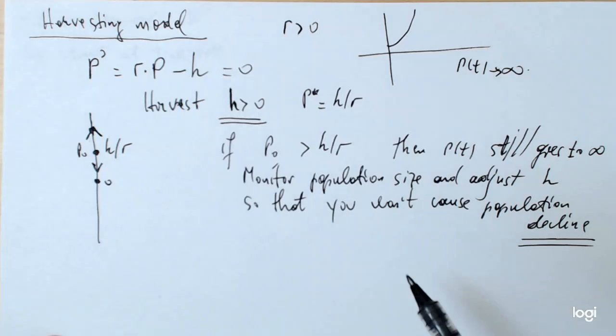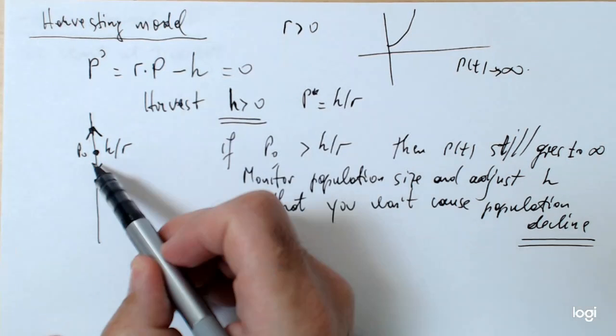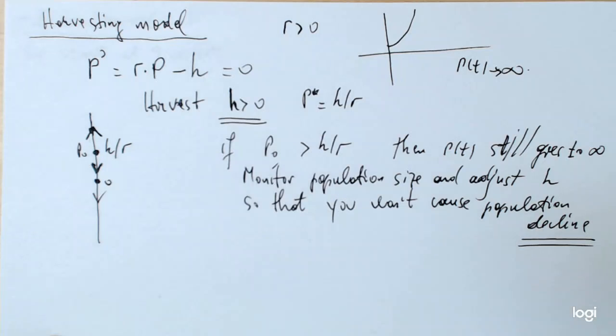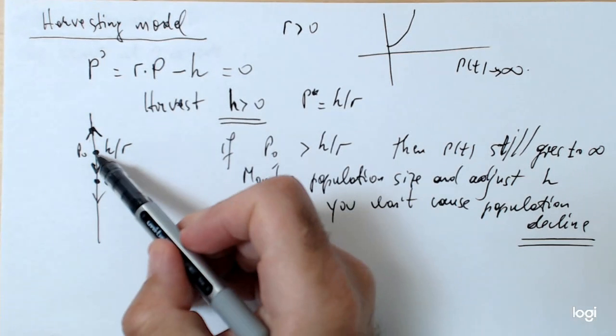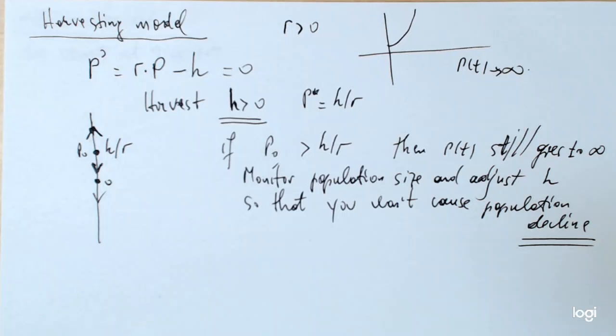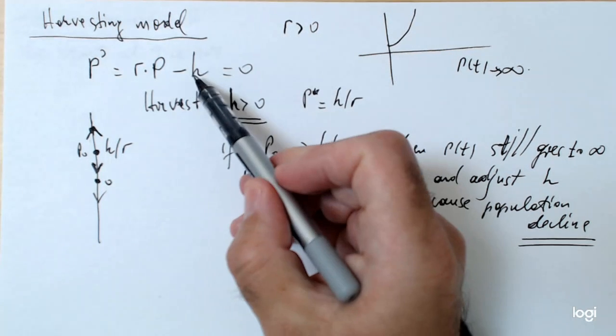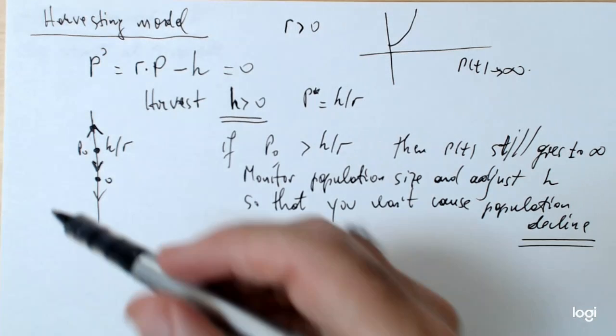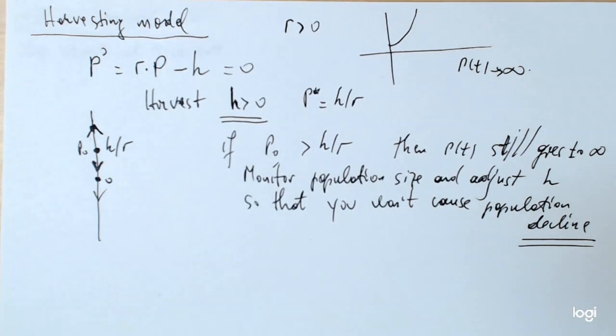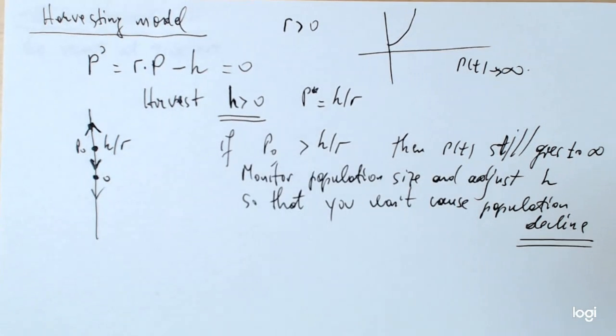The problem is that if you start below h over r, it doesn't just go to 0, it goes to minus infinity. So in other words, it predicts negative population size, which doesn't make any sense. So you won't be able to actually harvest h individuals per unit of time as you approach 0. So at some point in time, the model simply doesn't make any sense.